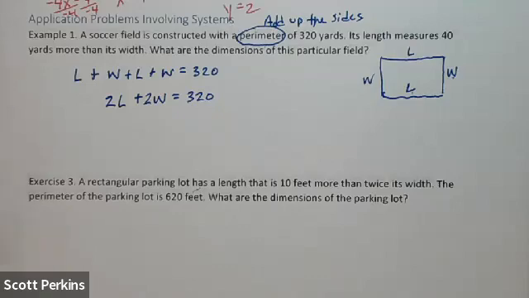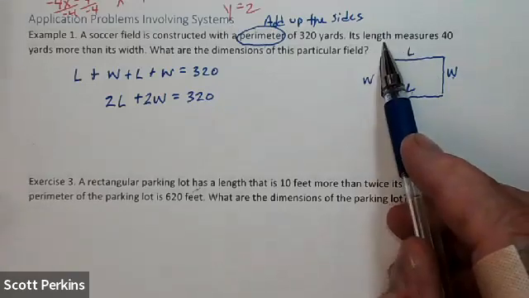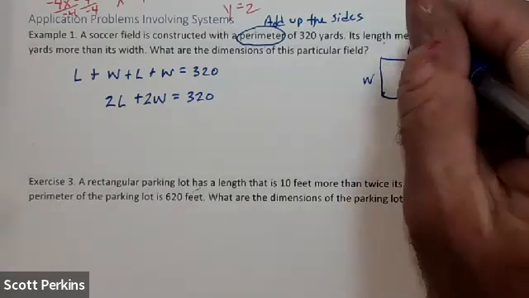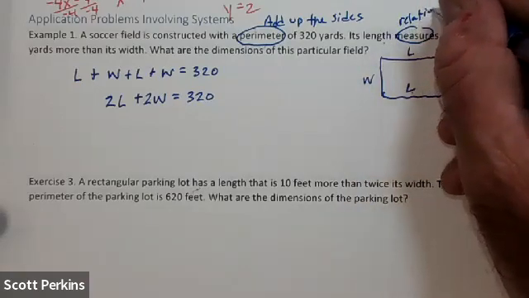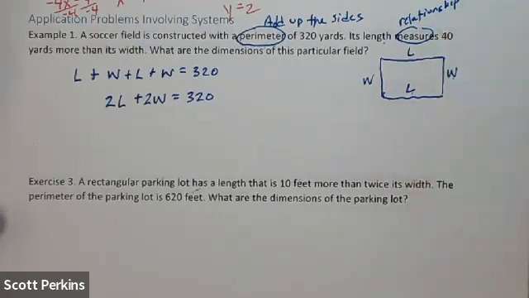Okay, the second equation says the length measures. Measures is a relationship word. It's telling you that there is a comparison here, that the length measures, the length is the same thing as 40 yards more than the width. Now, this one might be a little harder the first time around, but it'll be a little easier when you do your problem in just a couple minutes.